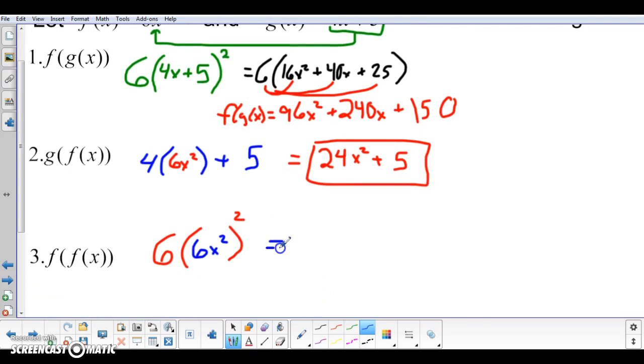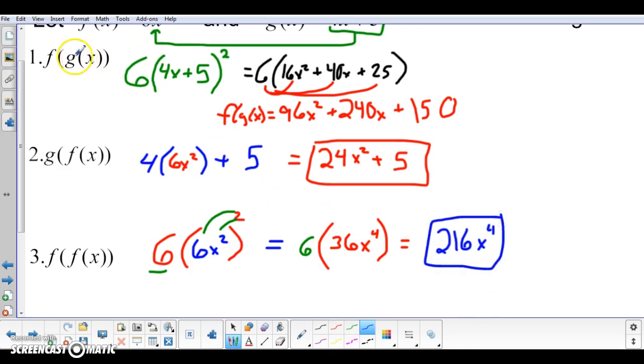Now careful as you simplify this one. This 2 on the outside, I'm squaring this expression so that 2 applies to the 6 and to the x squared. 6 squared is 36. All right, this 6 is going to stay on the outside. So I have 6 times, in parentheses, 36 x to the 2 times 2 is 4. 36x to the 4th. Now, because it's 6 times 36, I could simplify it a little bit further and write it as 216 x to the 4th. But that would be the composition of two functions, the f of g of x, the g of f of x, and the f of f of x.